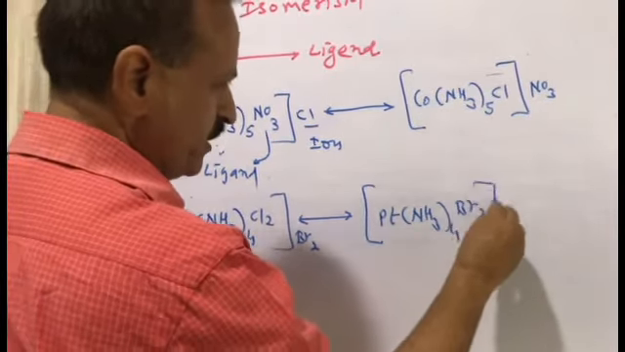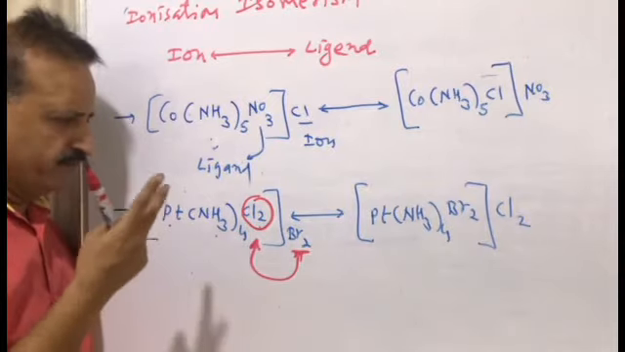So this is the ligand, this is the ion. Ion and ligand transfer from one to another, that is to be said ionization isomerism. Nomenclature will what? Tetraamine dichlorido platinum here.